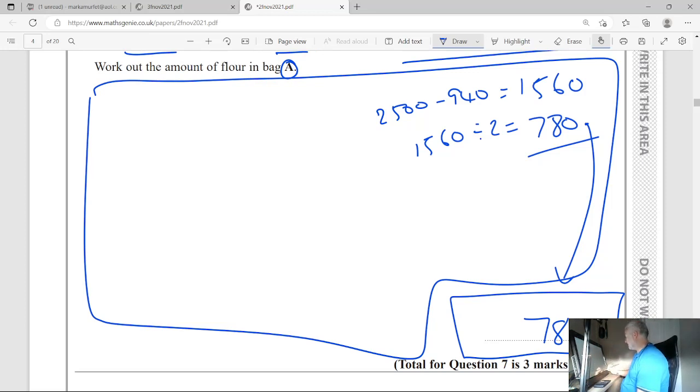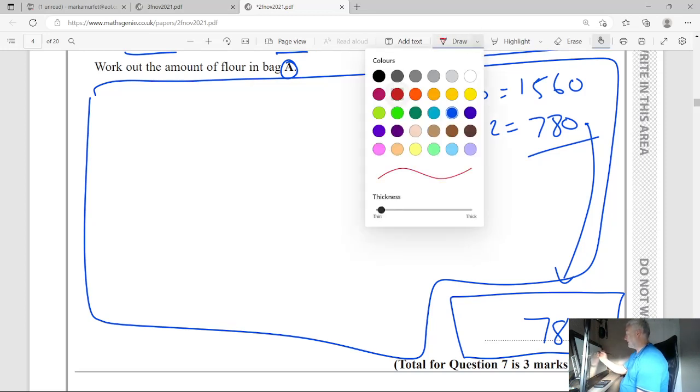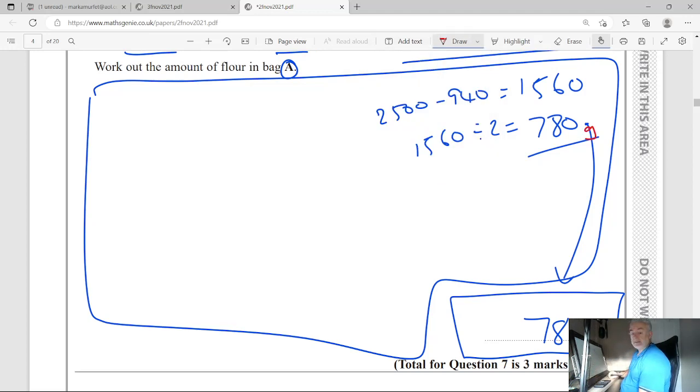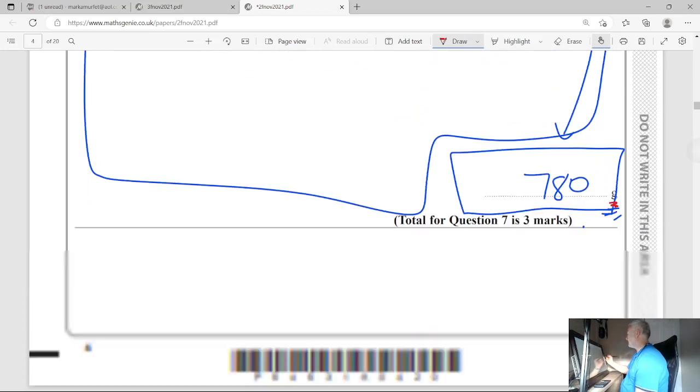The units are there as well. If we put this one in my question and I haven't put it on the answer line, then I need to make sure I've got that 780 grams as well. On this one, it already has the grams, but just be careful with units.